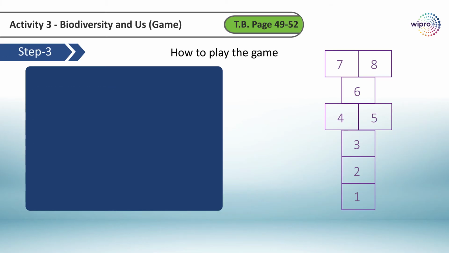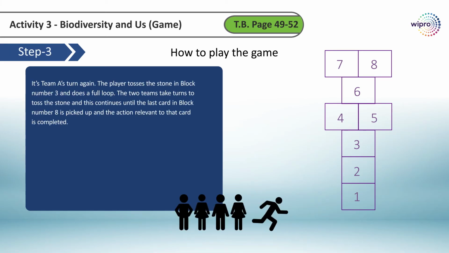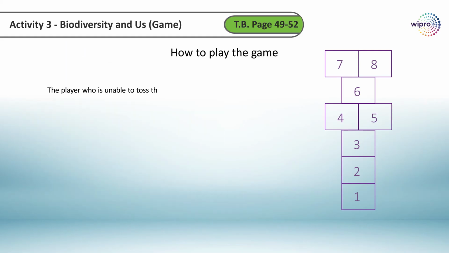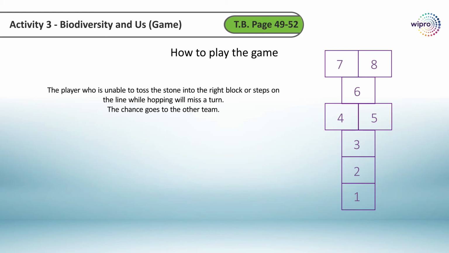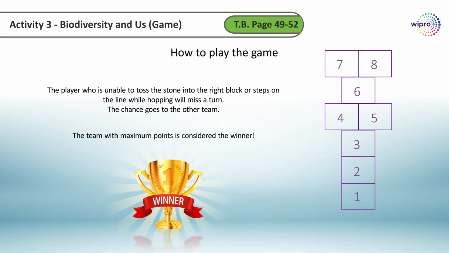Now third, it's Team A's turn again. The player tosses the stone in block number 3 and does a full loop. The two teams take turns to toss the stone and this continues until the last card in block number 8 is picked up and the action relevant to that card is completed. The player who is unable to toss the stone into the right block or steps on the line while hopping will miss the turn. The chance goes to the other team. The team with maximum points is considered the winner.